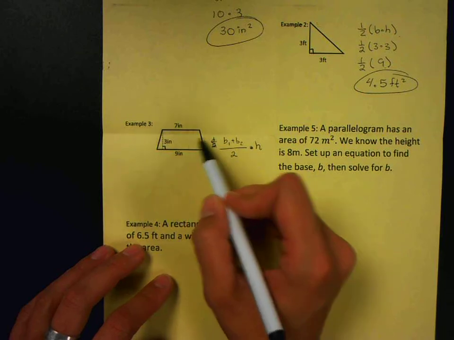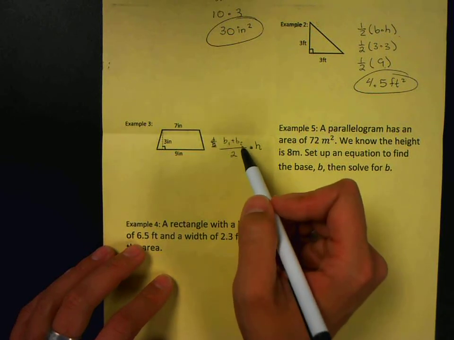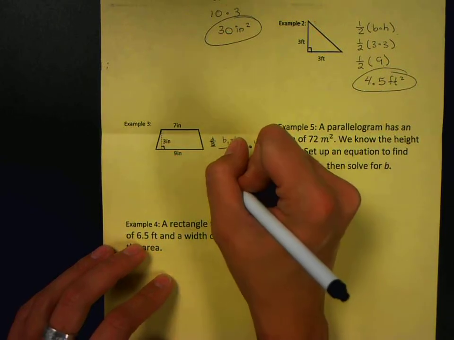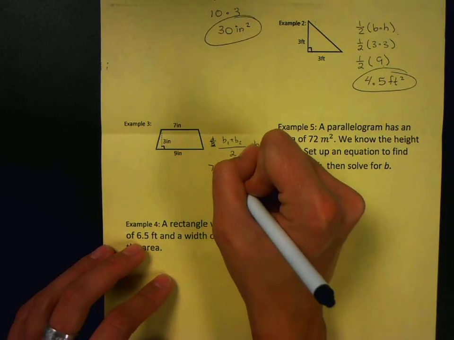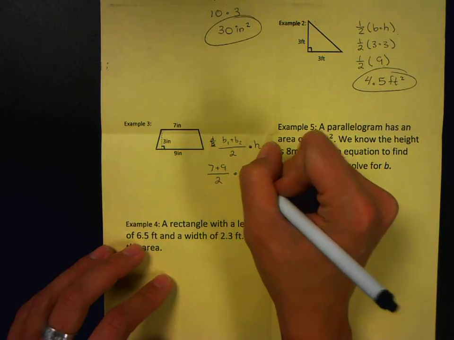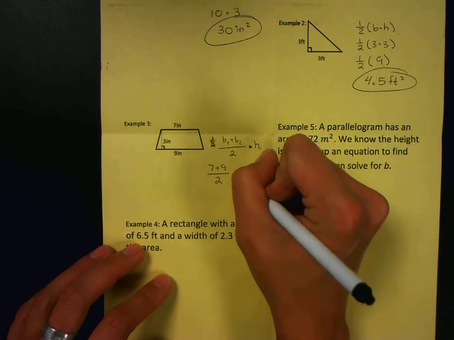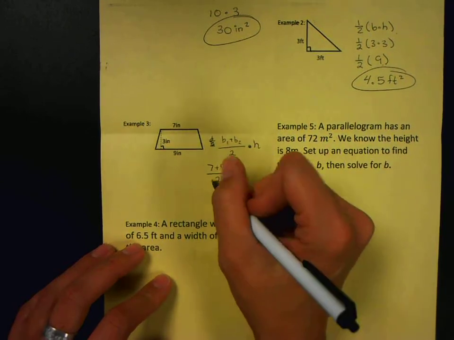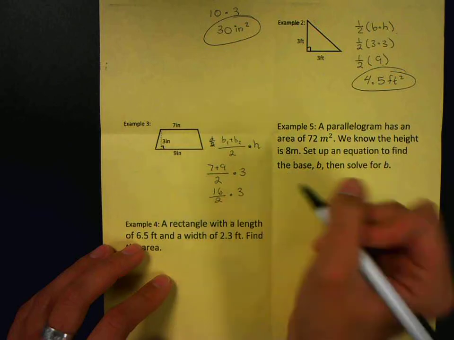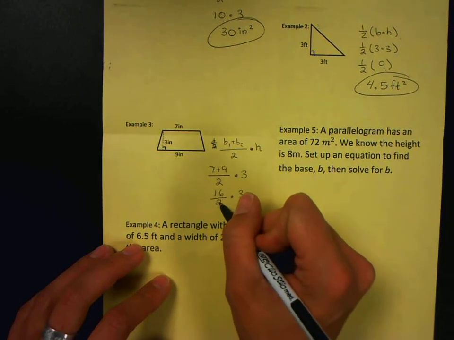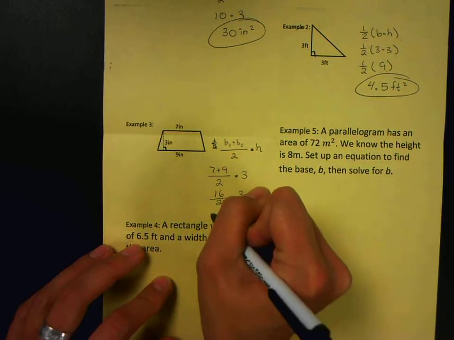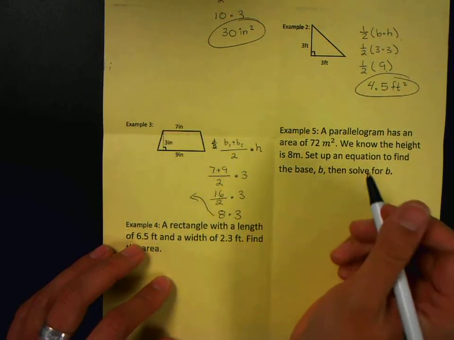Okay? We're going to put 7 on top, 7 plus 9. We're finally going to divide that by 2. And after all that, we're going to multiply that by 3, which is our height. 7 plus 9 is going to be 16. 16 divided by 2. Carry down that multiply by 3. 16 divided by 2 is going to be 8. And then we have 8 times 3. I'm going to bring my math over this way because I've run out of room. 8 times 3 is going to be 24. And because we have inches times inches, it's inches squared.